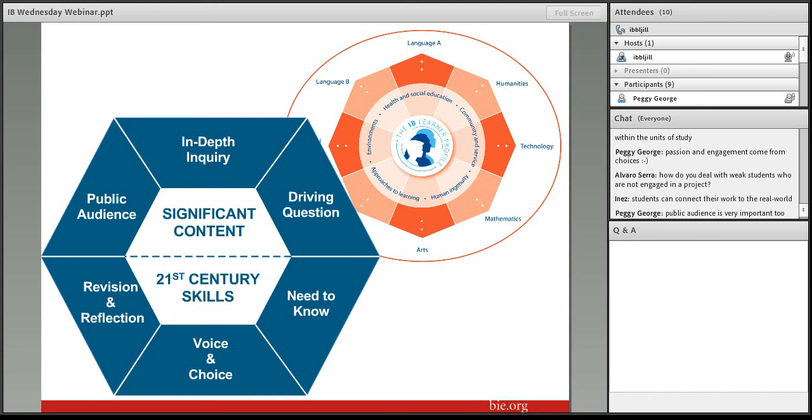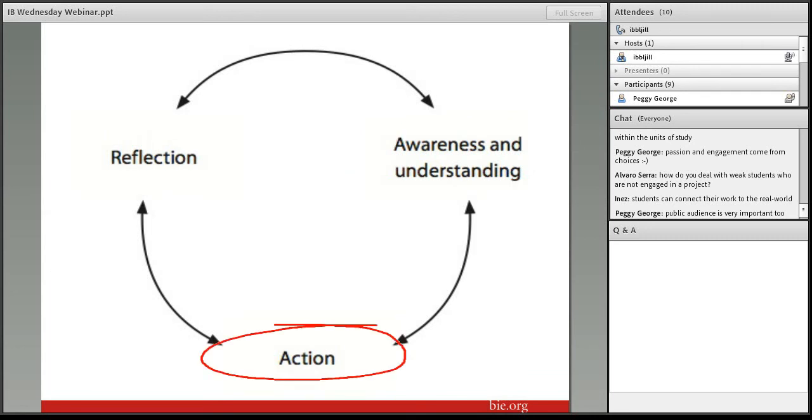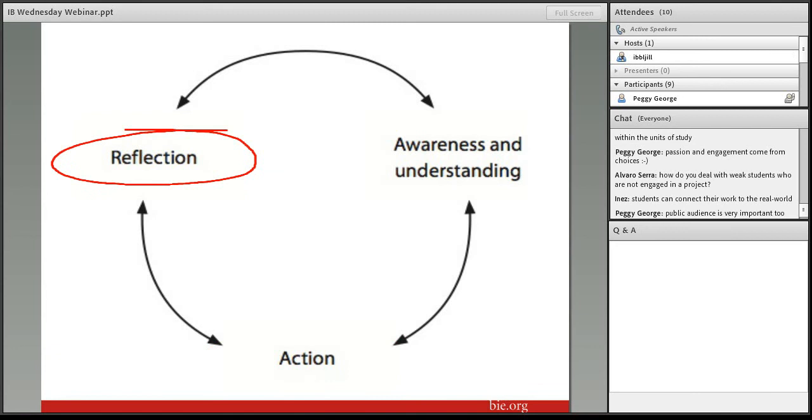So let's take a moment and look at the PYP process. Their cycle of inquiry again begins with awareness and understanding. What issues are there, what significant concepts are they going to be looking at so that they can then take action on things that they're becoming aware of? The significant concepts are not just the standards in the content, but the significant concepts in the real world that are relevant to them. And once they take action, they can reflect on the products and the projects that they've created and developed and how it's changed their learning along the way.